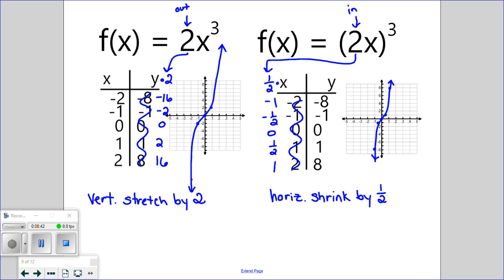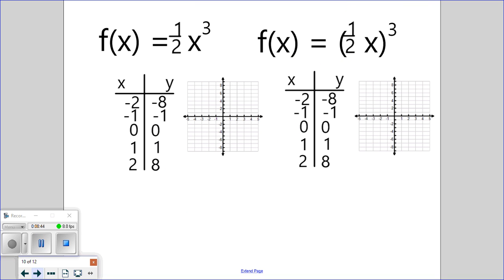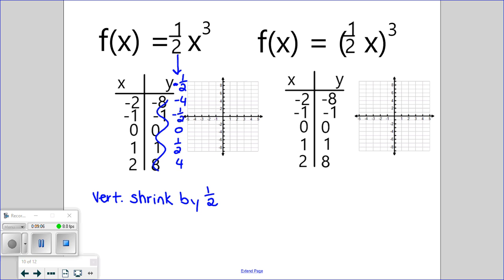Looking at those same outside and inside, but making them fractions now. Again, outside is always going to be vertical. Vertical, we don't have to change our thinking, so it is going to do exactly what we think. Small number is going to shrink, and we multiply by the number that's there. Vertical things impact our y column. Go down my y column and multiply everything by 1/2, and regraph those points. So -2, -4, -1, -1/2, 0, 0, 1/2, and 2, 4.